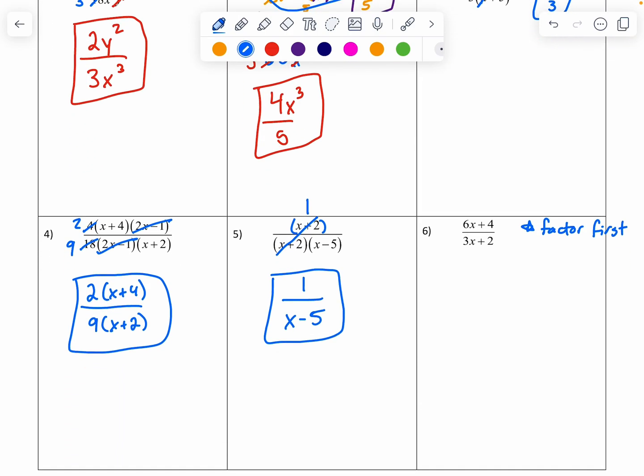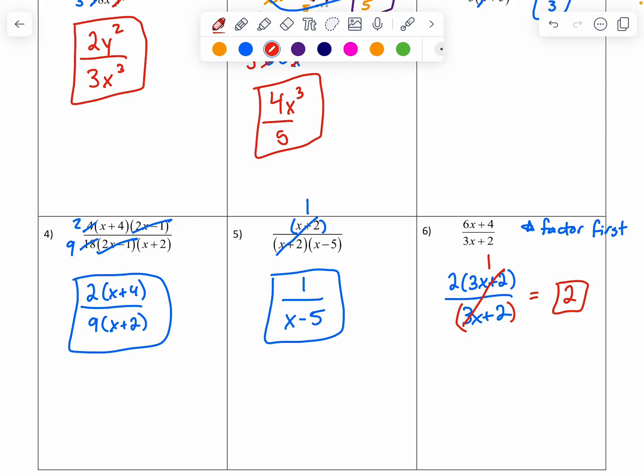So on the top, I've got a GCF of 2. So if I take out a 2, I'm left with 3x plus 2. The bottom, there is no GCF, so I still have 3x plus 2. But thankfully, they match, so these groups can cancel. So because they're like a full group that matches, they turn into a 1. So 2 times 1 is just 2.